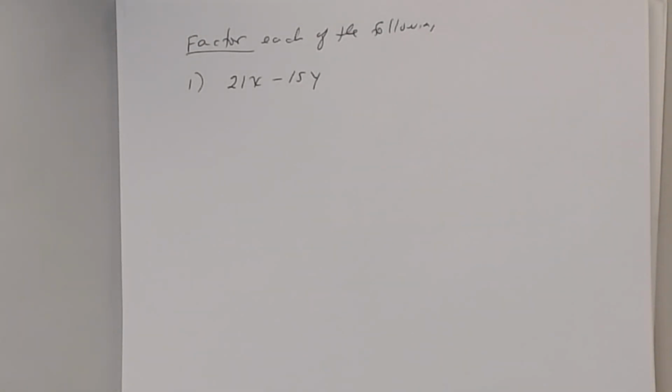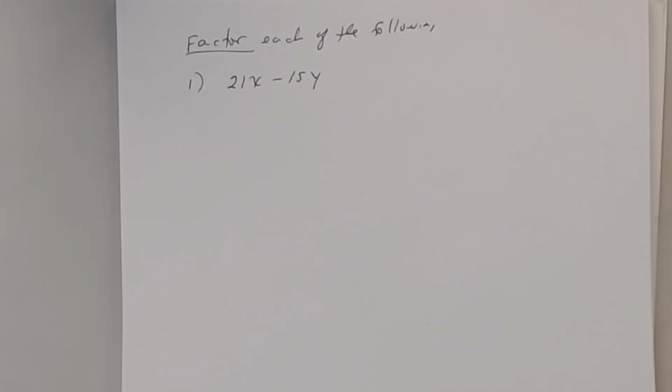21x minus 15y. You want to factor that. So what's the first thing you have to find? GCF. So what's the GCF? 3. That's the largest common factor they have in both, right? So 3 goes into 21 and 3 goes into 15.